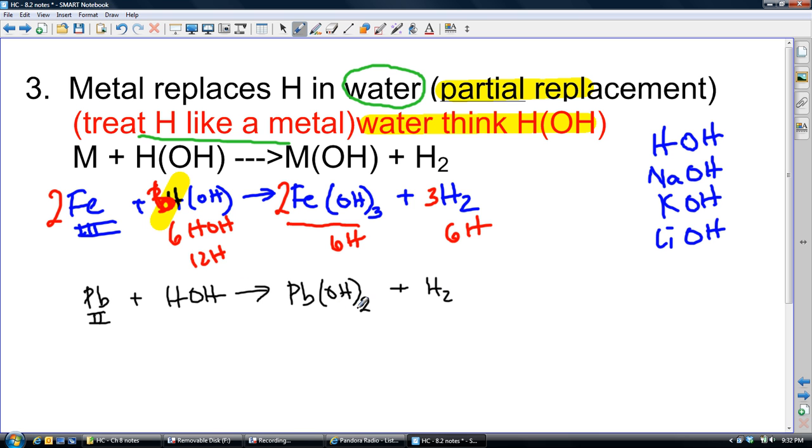2 oxygens and 4 hydrogens. Put a 2 out in front. We're all set. Okay. Pick 2 more.